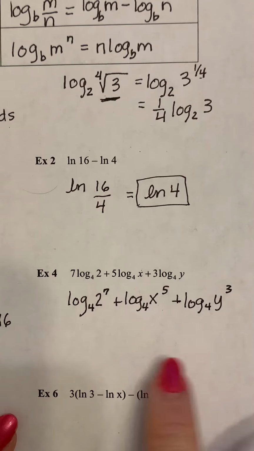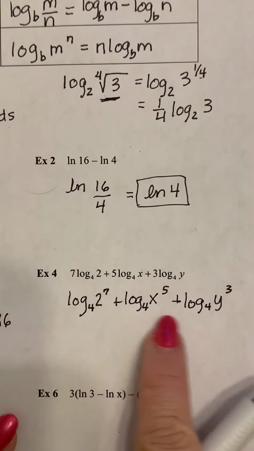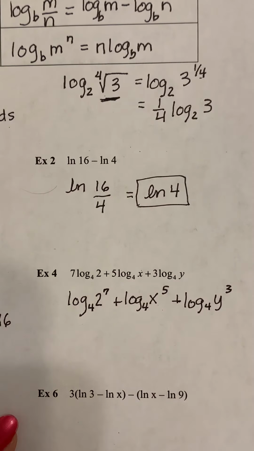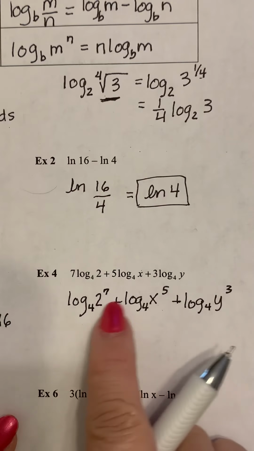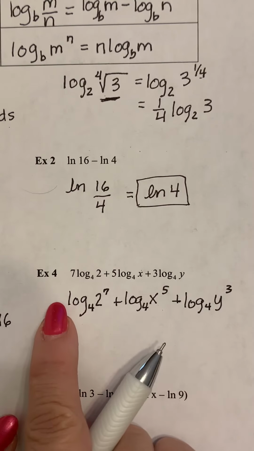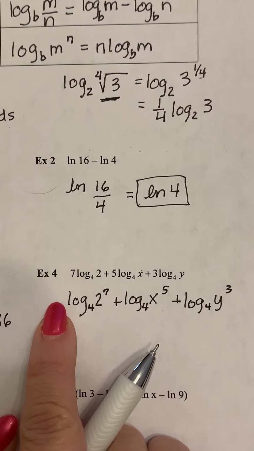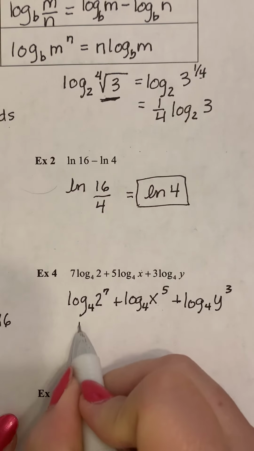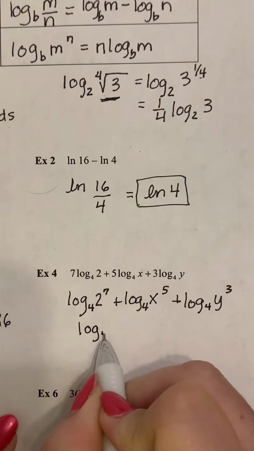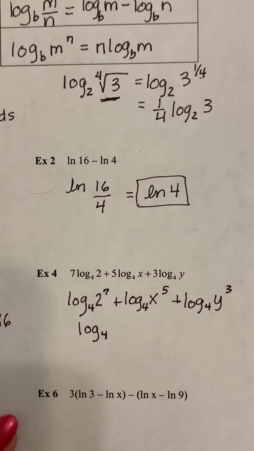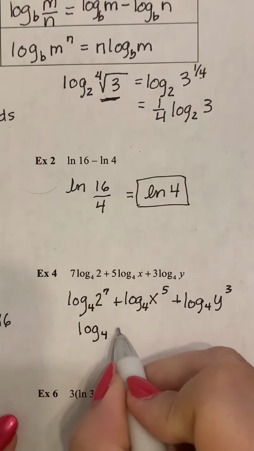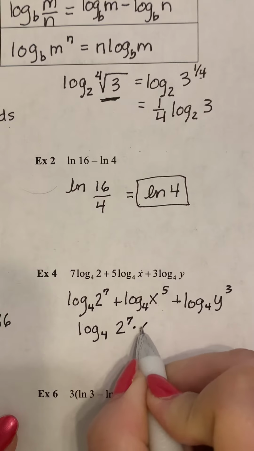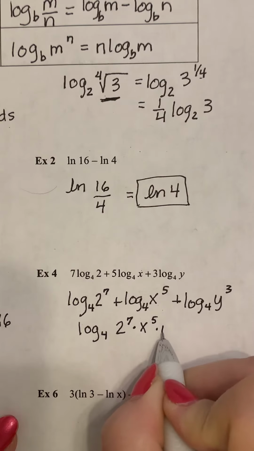Now we couldn't condense this if they all didn't have the same base of 4, but you can see that there's a 4 here, a 4 here, and a 4 here. These are all positive. There's an assumed positive in front of the log base 4 of 2 to the 7th, and the rest are positive, which means when we condense this, we write the log base 4 once. Then we're going to have 2 to the 7th times x to the 5th times y to the 3rd.